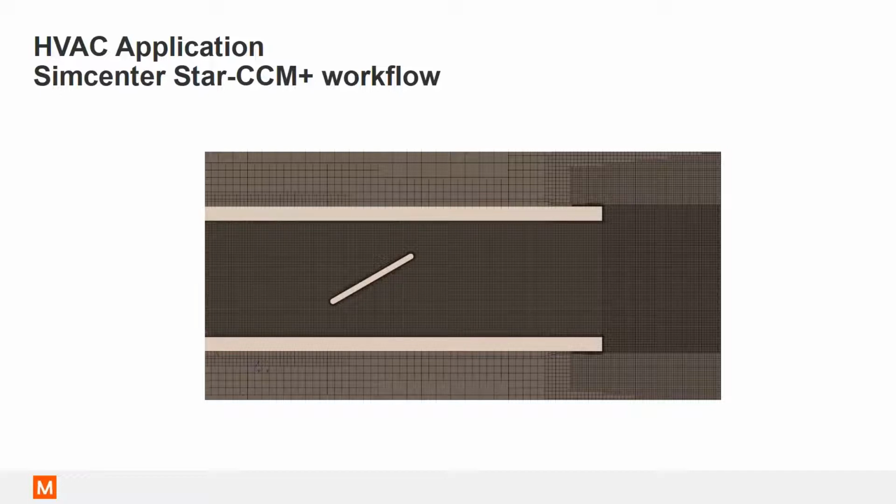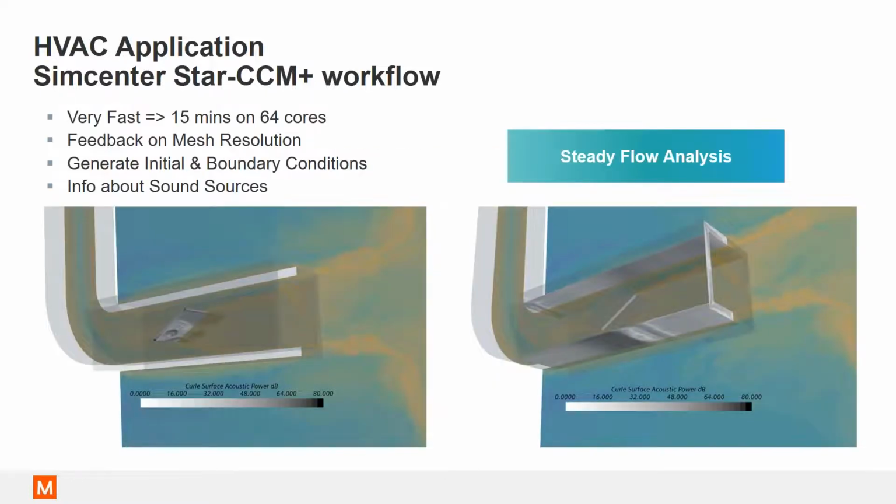So once you've created your initial mesh, you run a steady flow analysis. The reason you do that is because it's less time consuming than a transient analysis. You can get the pressure field from the steady condition, which will give you some feedback on the mesh resolution. It's also a starting condition for your transient analysis. It also gives you information on the sound sources to help improve the mesh.